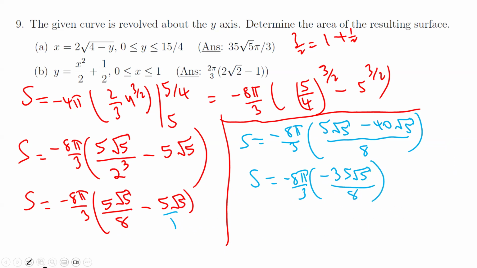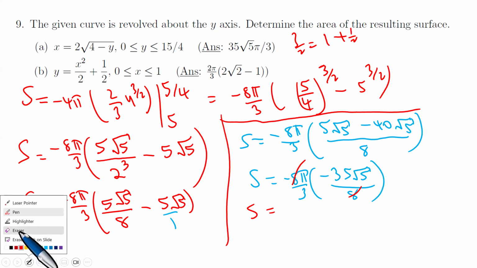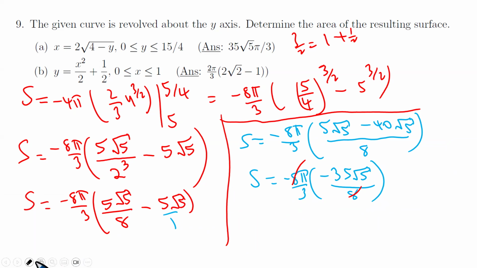Let us check if we're not getting exactly the same answer. It's like we are close to the answer. So we can see that 8 cancels here. And then you have negative times negative, which is a positive. Which means that we have exactly 35 pi the square root of 5.